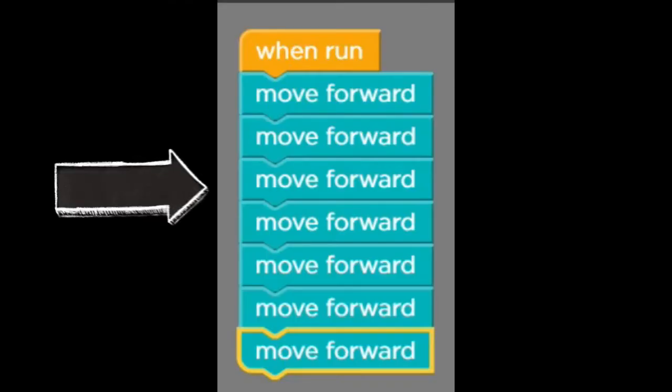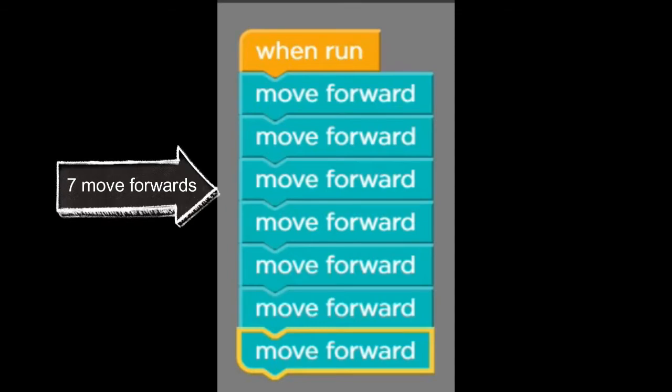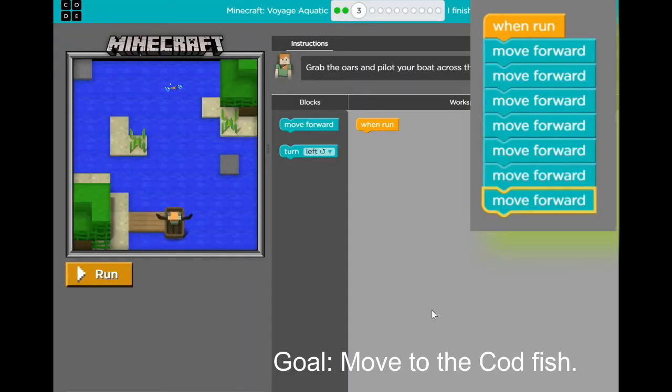Challenge 3, move to the little codfish. Now, the little codfish doesn't look like much. It's just like this little splashing thing in the blue water. Okay, so this one, you actually have to hit move forward 7 times. So drag that out 7 times, and that's your answer. All right, so there's Alex sort of in the very middle of the bottom of the screen, and she's in the boat. And we're going to go grab that codfish.